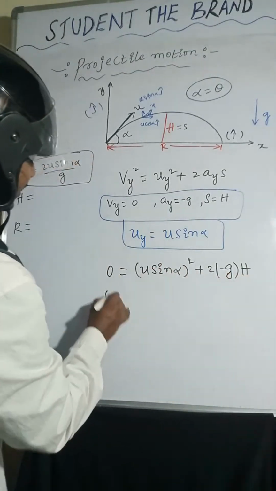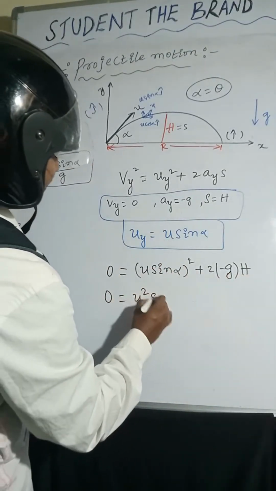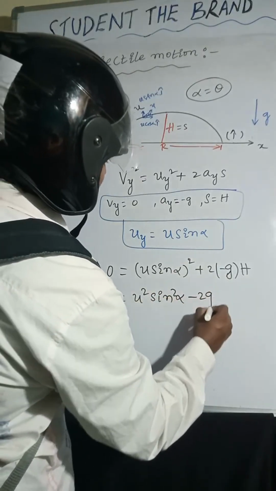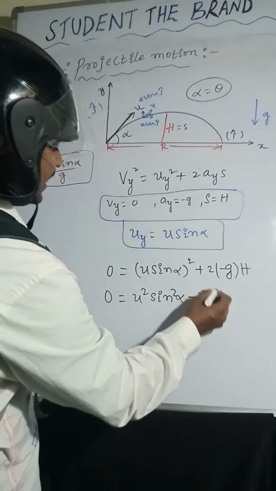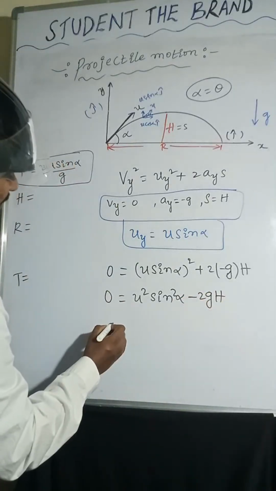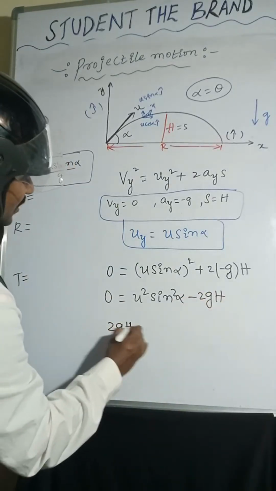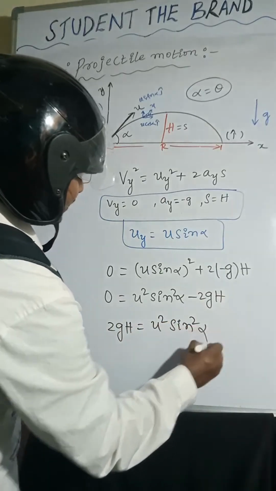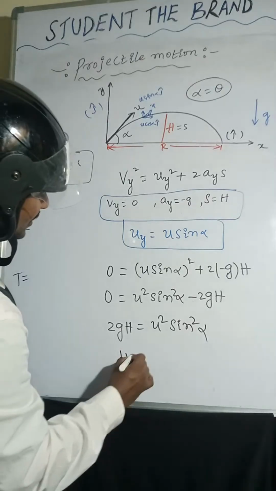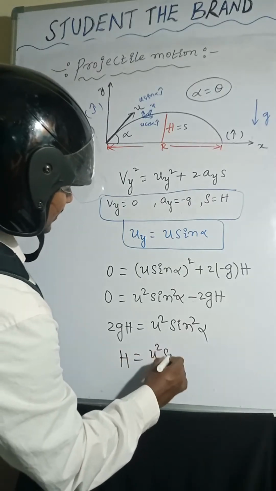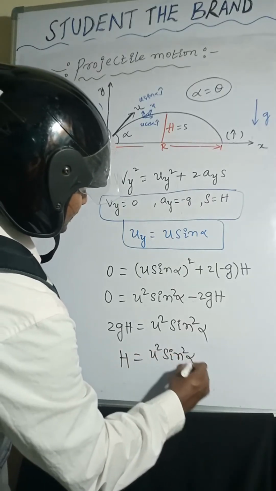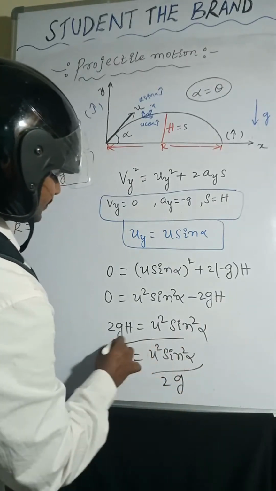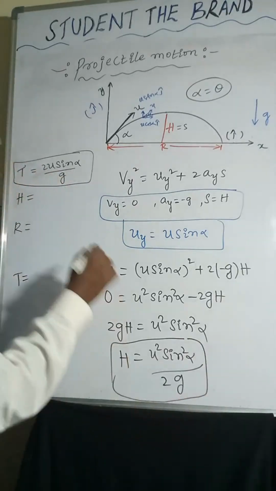Now 0 equal to u square sin square alpha minus 2gh. So you can take this entire term this side. 2gh equal to u square sin square alpha. Then h equal to u square sin square alpha by 2g. Yes or no? Check once here.